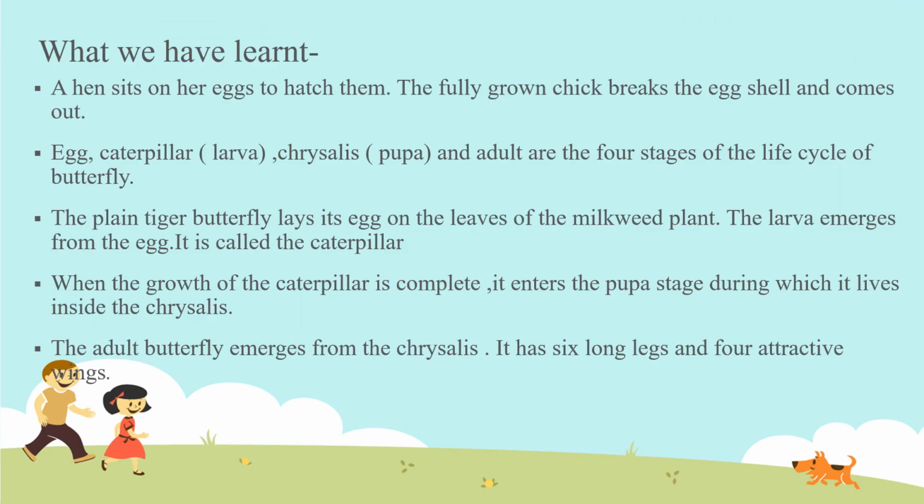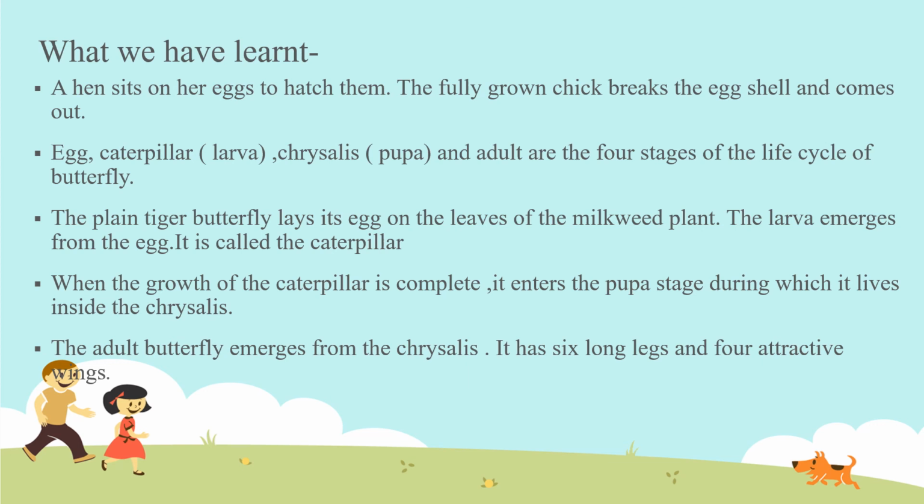So what have we learned? A hen sits on her eggs to hatch them. The fully grown chick breaks the eggshell and comes out. Egg, larva or caterpillar, pupa or chrysalis, and adult are the 4 stages of the life cycle of a butterfly. The plain tiger butterfly lays its egg on the leaves of the milkweed plant. The larva emerges from the egg. It is called the caterpillar.